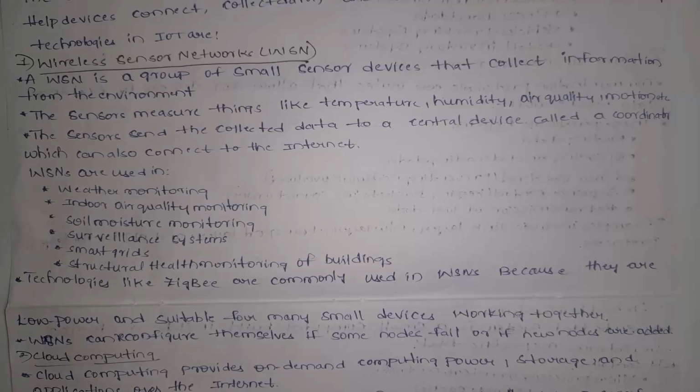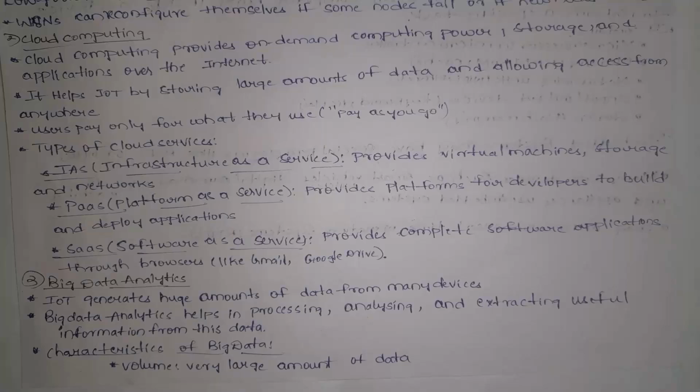Guys, wireless sensor networks use technologies like Zigbee. By using that Zigbee device, data can be received and transferred quickly, and those devices consume low power. And these wireless sensor networks have the capability to configure themselves in case some node fails or if you add any new nodes. Second enabling technology is cloud computing.